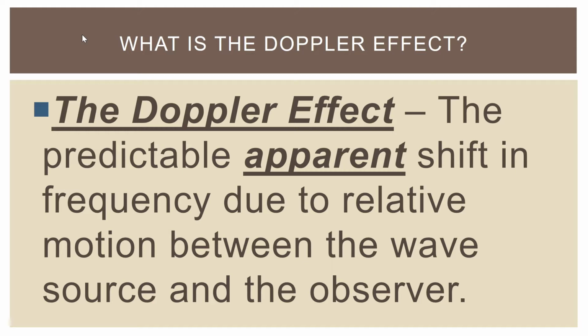Now, I want to be very clear about that. Notice here I have this word apparent emphasized here in this slide. The reason why I say that is because we should be totally clear about this. The actual frequency of the wave is not changing, but it appears to be changing from the observer's point of view. And that's why we say it is the apparent shift in frequency due to the relative motion between the wave source and the observer. Take a second to pause this video here and write that down. And when you hit play, we'll move on.